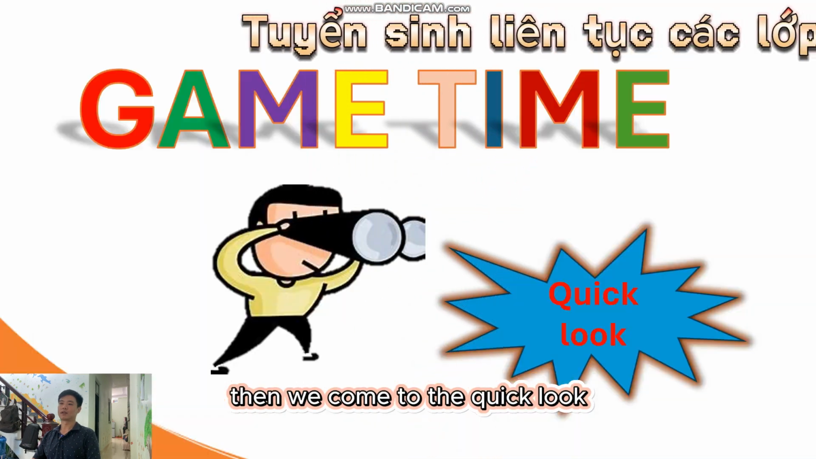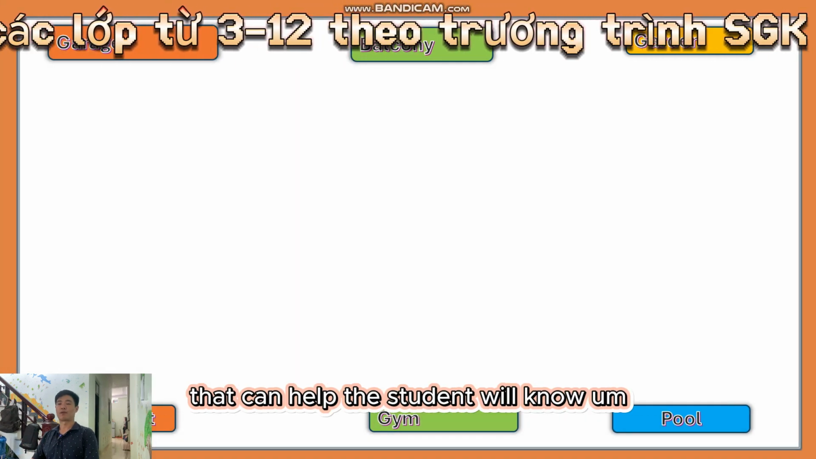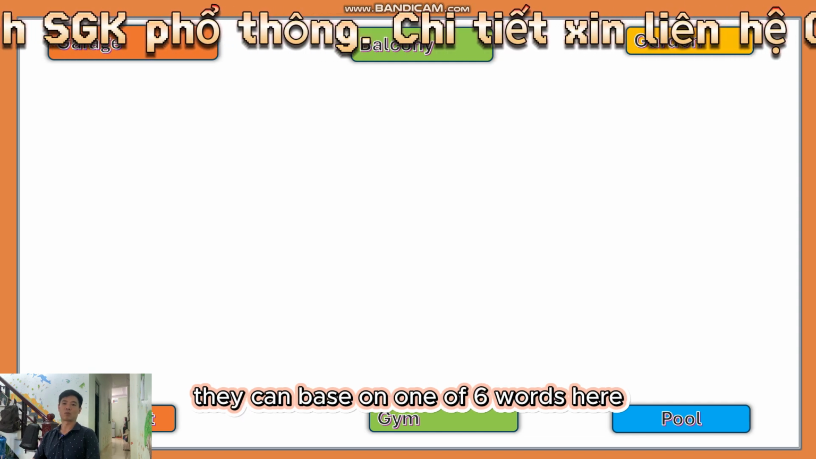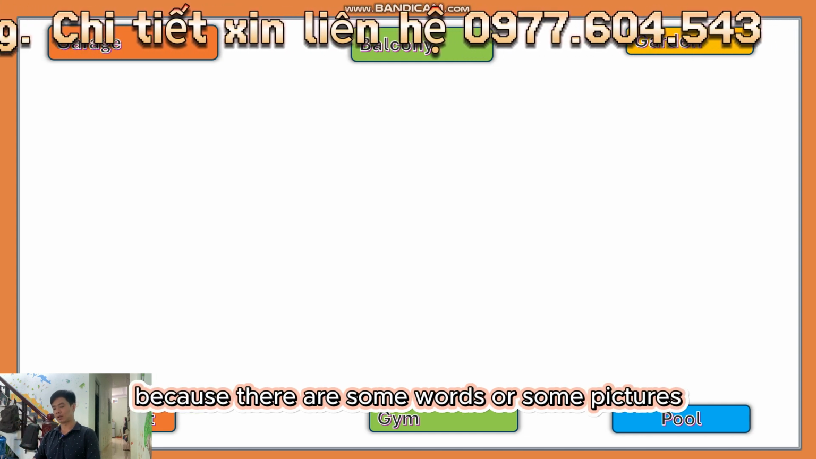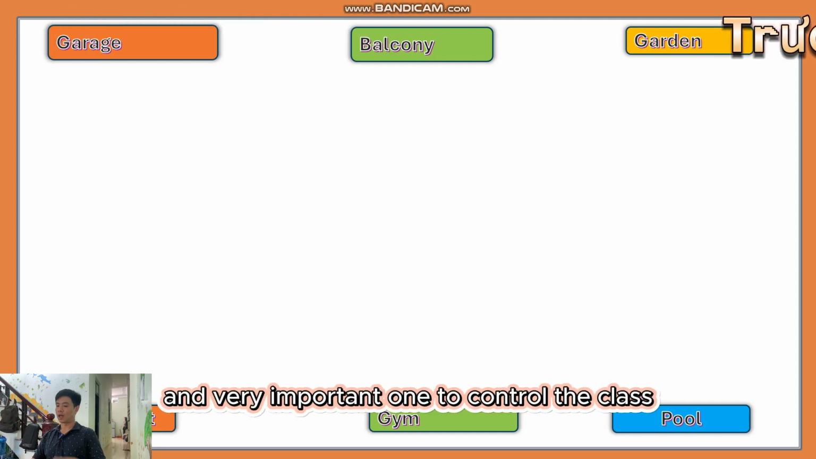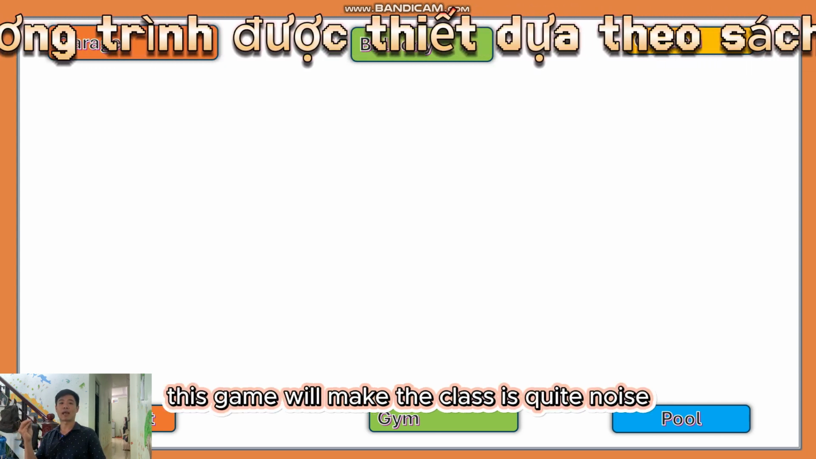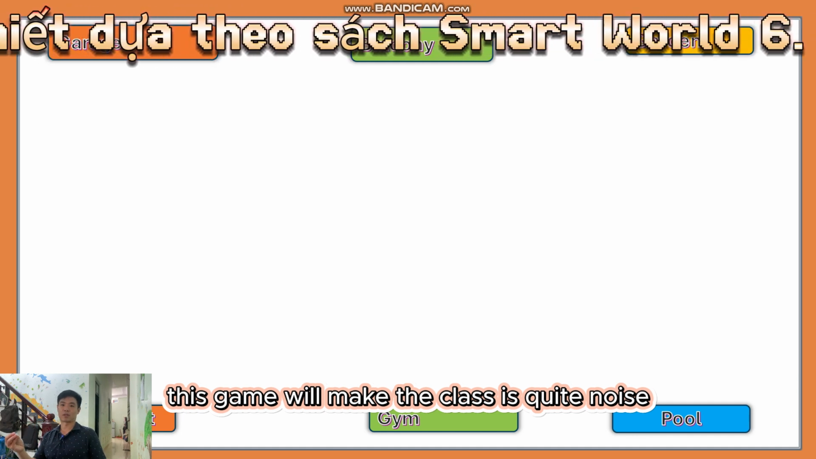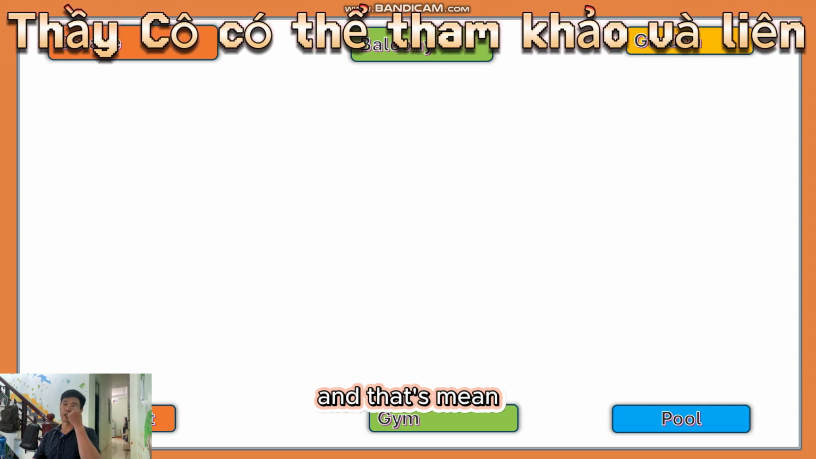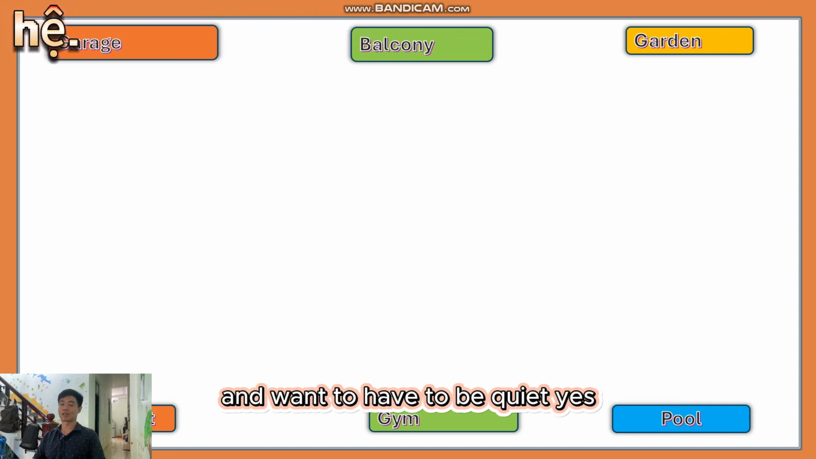Then we come to quick look. With quick look, as I wrote out here, there are some words that can help the students. They can base their answers on one of the 6 words here, because some words or pictures will fly across the screen. And a very important one to control the class, because this game makes the class quite noisy: this time I usually use the bombs. When they see the bomb fly across the screen, everyone has to be quiet.